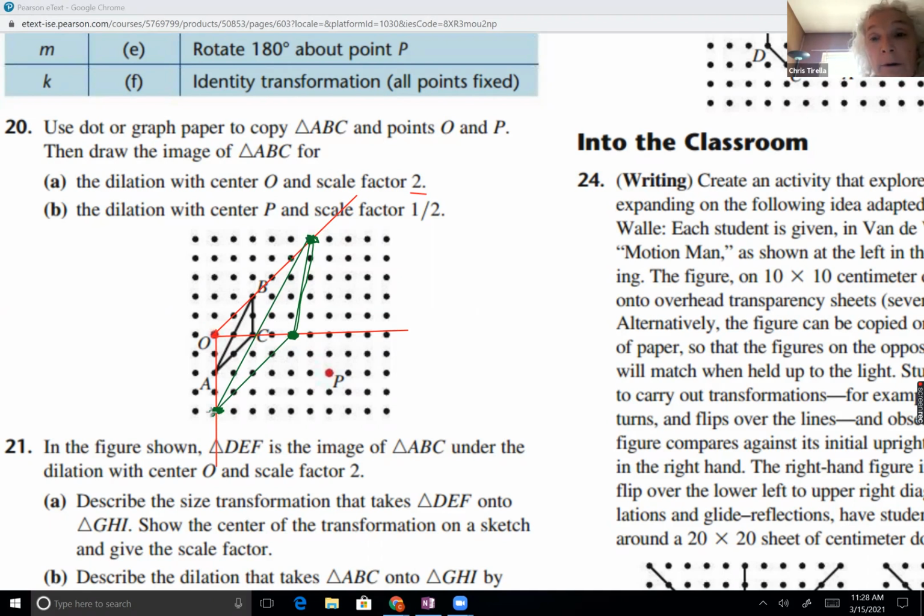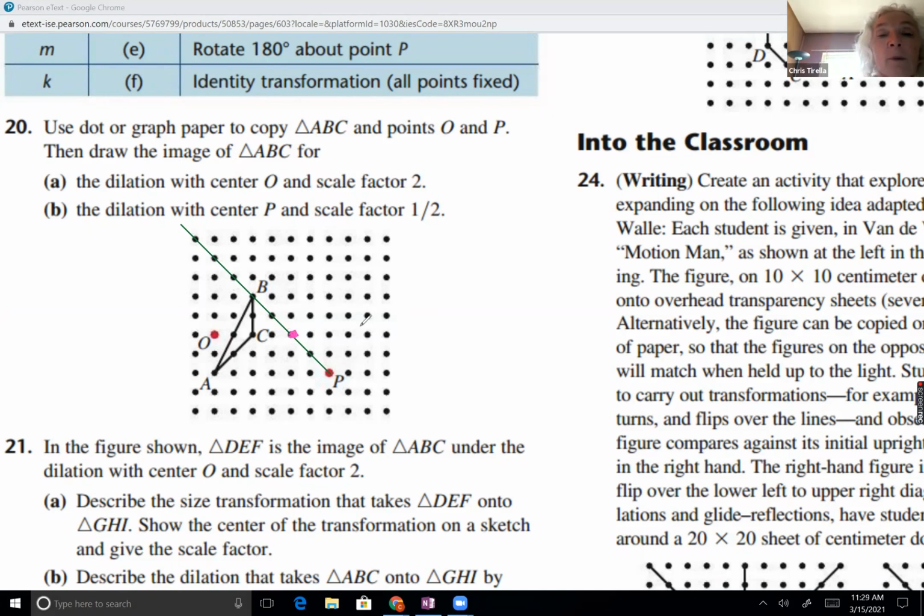Let me clear that. And then we want to do a dilation with a center of P, scale factor of 1/2. So now I'm going to connect P to each of those points, but instead of going twice as far, I only want to go half the distance. So let's see, from P to B is 1, 2, 3, 4 spaces. Wouldn't halfway take me here?